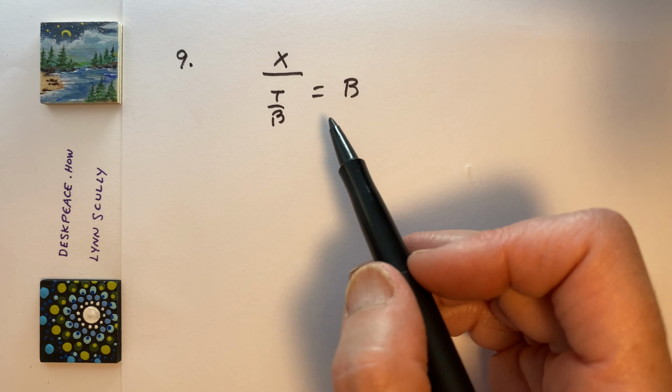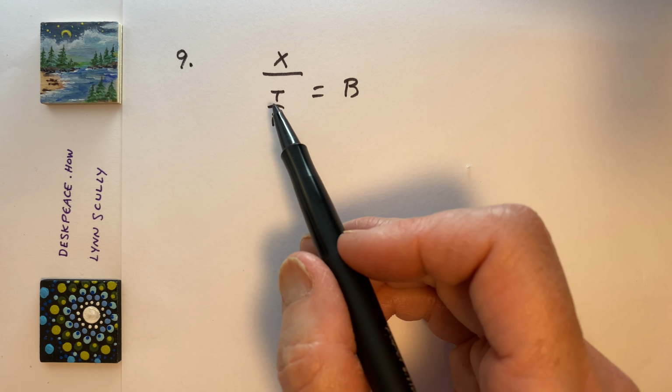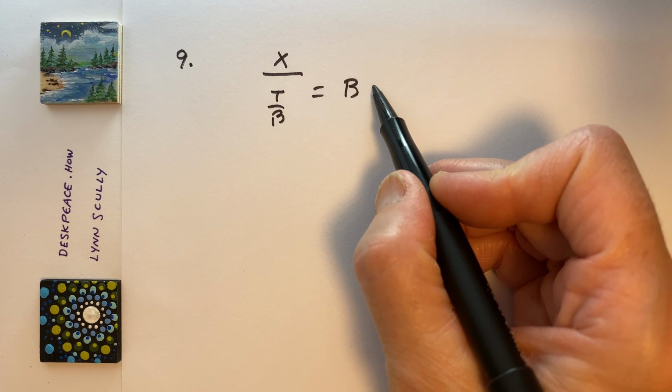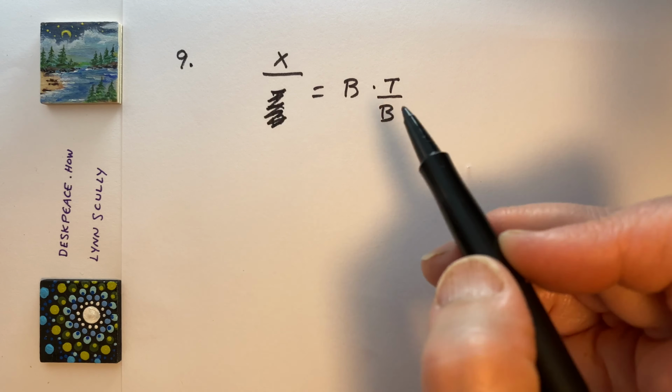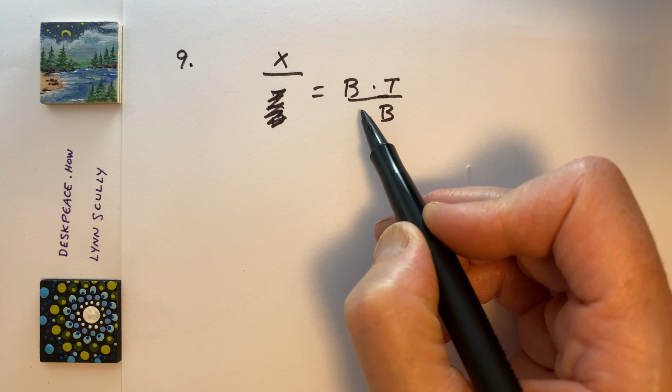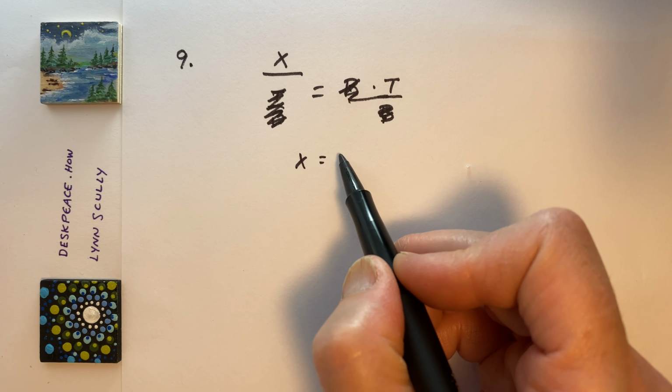Number 9, x all over t over b equals b. I want to get x alone. T over b is attached by division. Move it by multiplication to the other side of the equal sign. And this b over b gives me 1. And x equals 1t.